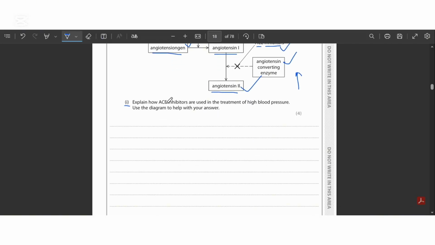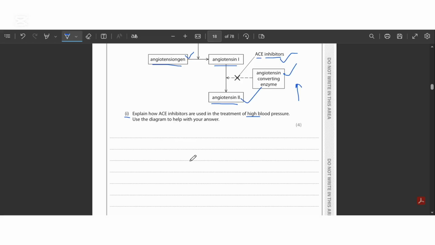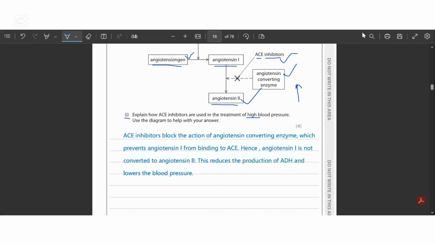Part 1 says: explain how ACE inhibitors are used in the treatment of high blood pressure, and use the diagram to help you with the answer. All right. So I have already described the diagram. Here I have answered the question, since it is a 4-marker. It says that ACE inhibitors block the action of angiotensin converting enzyme, which prevents angiotensin I from binding to ACE. Hence, angiotensin I is not converted to angiotensin II. This reduces the production of ADH and lowers the blood pressure.